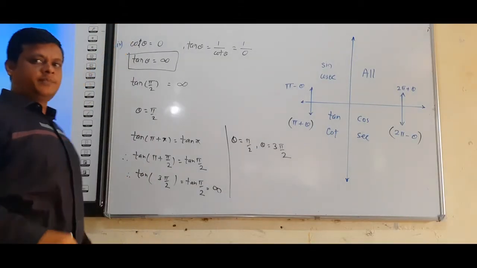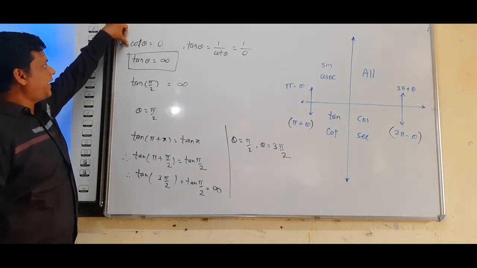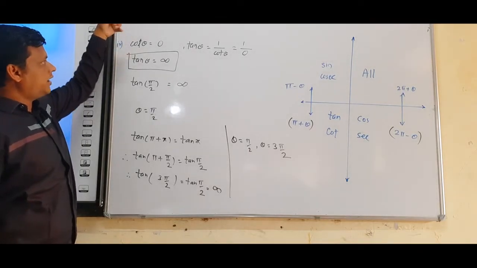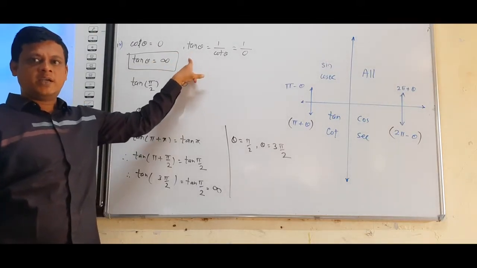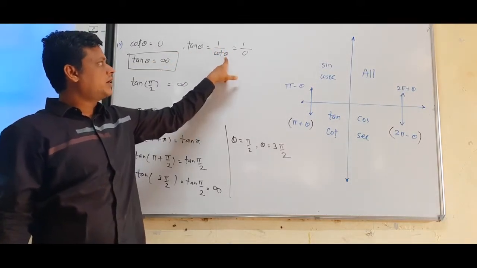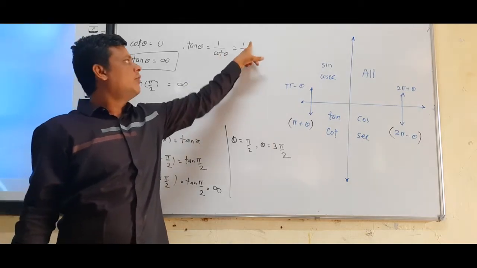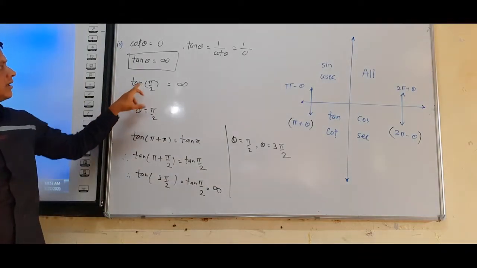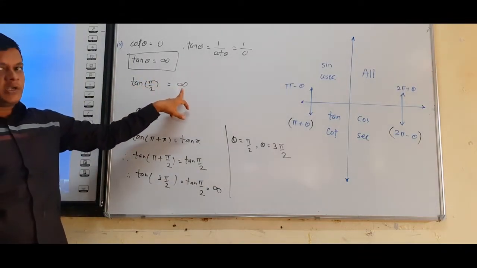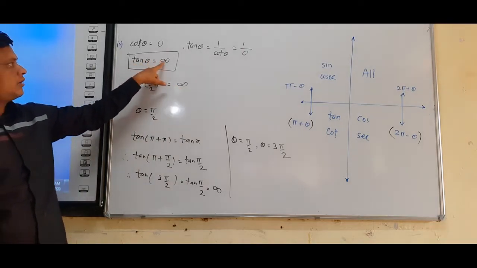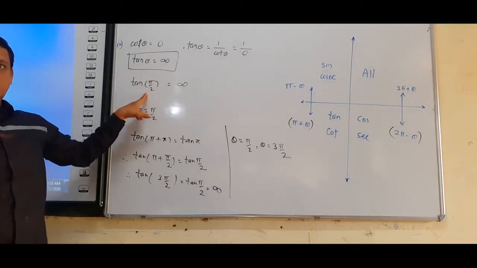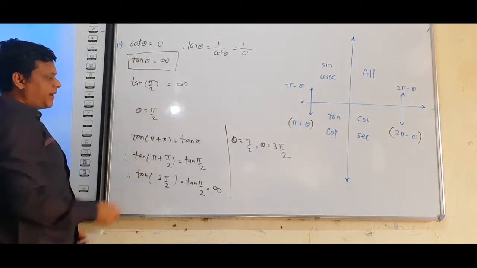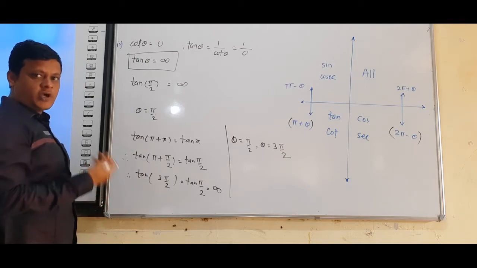Now see the next example. We have to find the principal solution of cot theta equals 0. Again this cot theta we convert into tan theta. So we write tan theta equals 1 upon cot theta. Cot theta is 0, so 1 upon 0. 1 upon 0 is not defined. So we write here tan pi by 2 is equal to infinity. Because tan theta equals infinity, we know that for angle 90 we get infinity. So theta is equal to pi by 2. This is the first value.